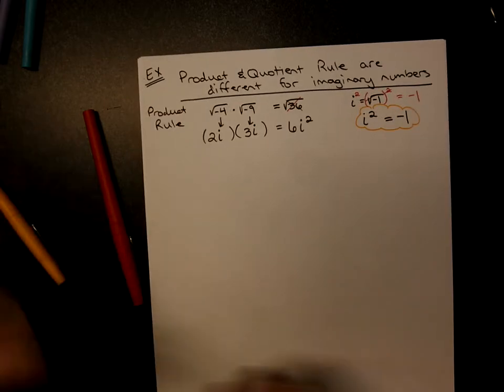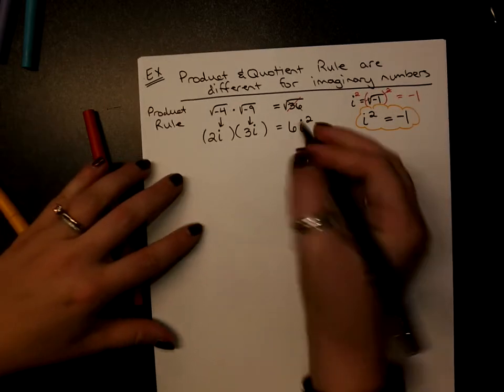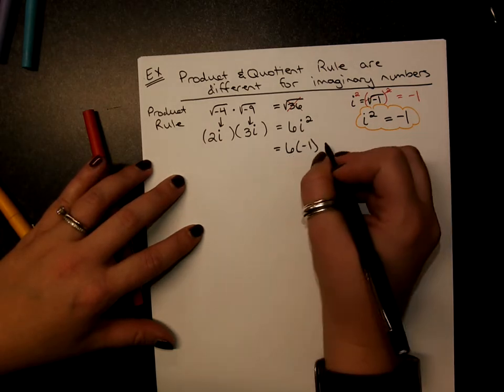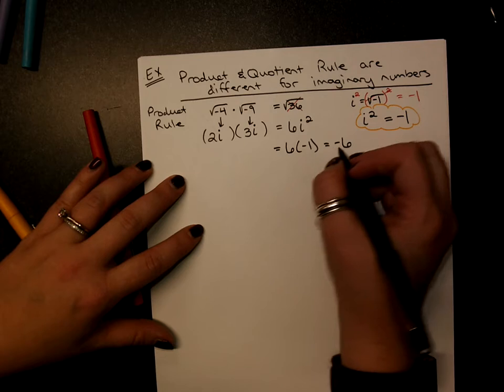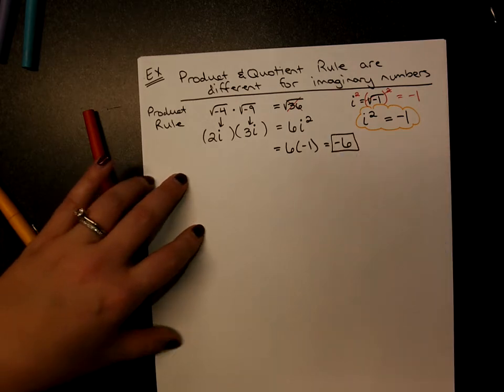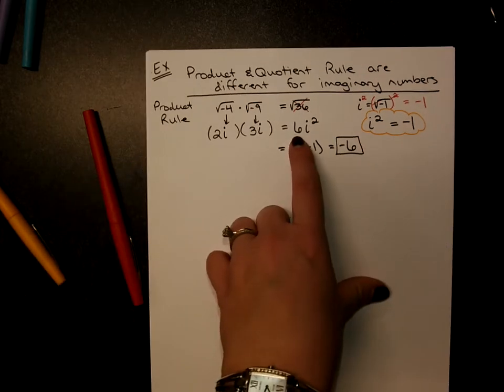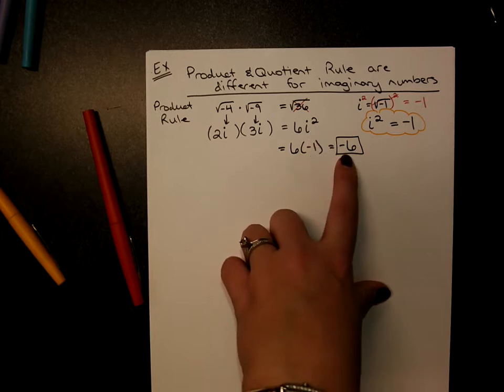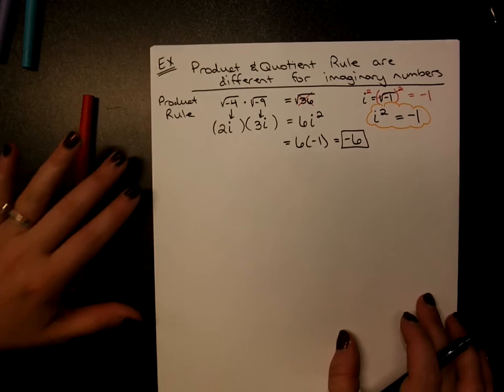So here we have 6i squared. This is really 6 times negative 1, which is negative 6, and that would be your final answer. So you get 6i squared, but you have to remember that i squared is negative 1, and that gives you an answer of negative 6.